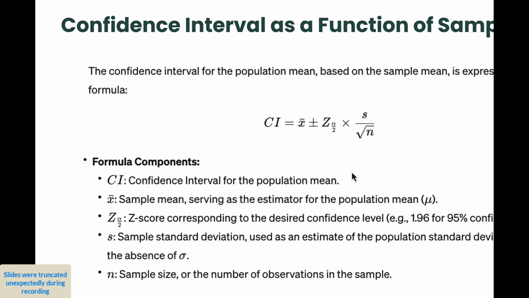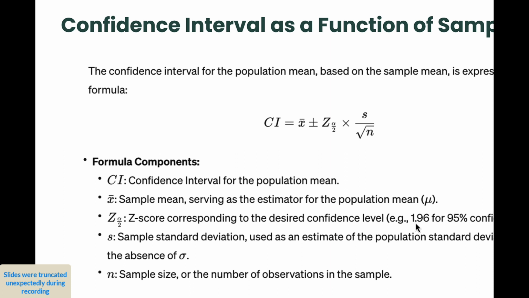And this is how we calculate the confidence interval. So the confidence interval will be the sample mean, which represents an estimator. It will be in the middle of the normal distribution curve, the peak of the curve. And then it's a plus minus, and here we will have the estimator, the z-score corresponding to the desired confidence interval.